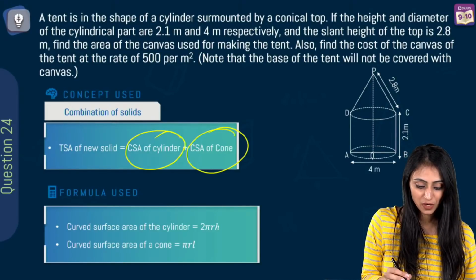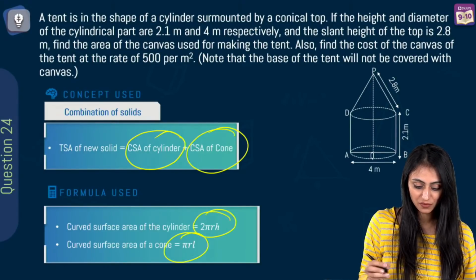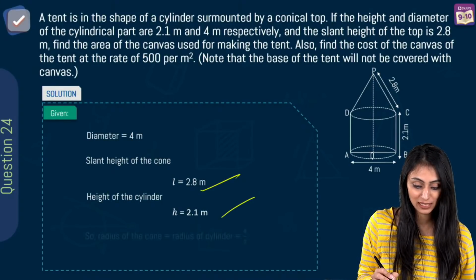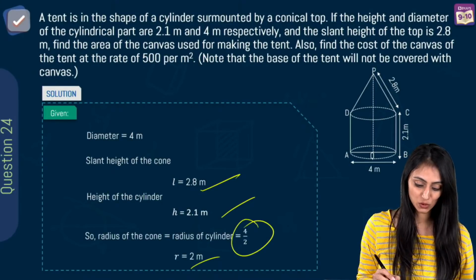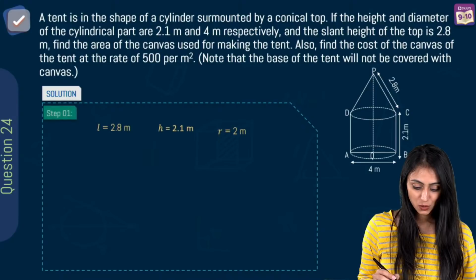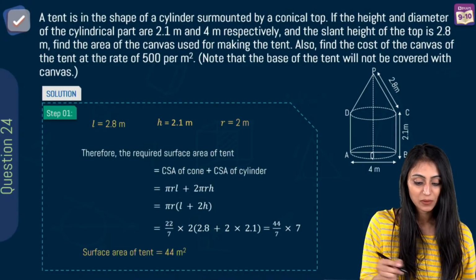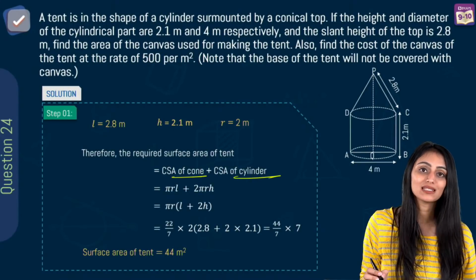Alright, so here the curved surface area of a cylinder is 2 pi RH and the curved surface area of the cone is pi RL. The diameter is 4 meters, the slant height is given, and the height of the cylinder is given. So the radius in that case would be 2 meters. Right, so what we will do here is find the curved surface area of the cone plus the CSA of the cylinder.